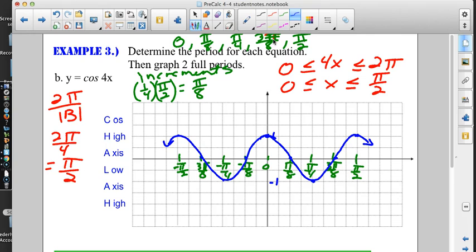Changing those increments is huge. And the rest of this is just what we did yesterday. But we change those increments and we have to label them so people know, hey, this is a different graph than what we would normally see if we just graphed cosine. All right.